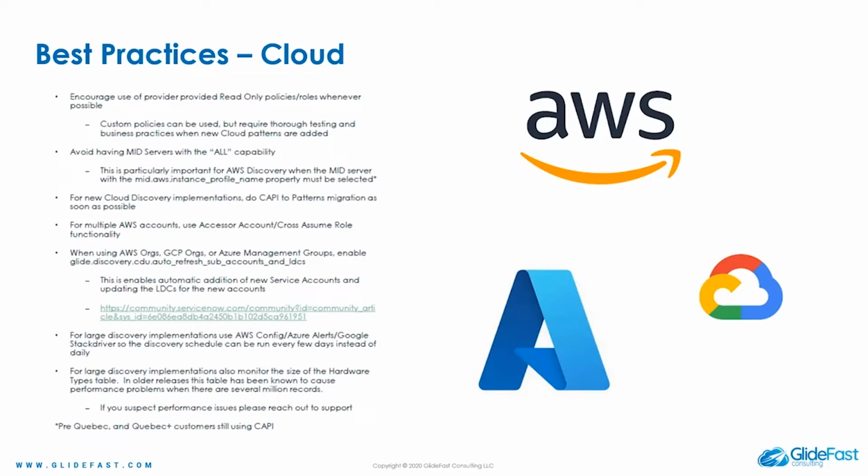For large discovery implementations, it makes sense to use AWS Config, Azure alerts and Google Stackdriver. Essentially, you won't have to run discovery as often because, for example, AWS Config updates the CMDB in real time or close to real time instead of waiting for the discovery schedule. Also, another point that I didn't really know about is that for large discovery implementations, it makes sense to monitor the hardware table, because apparently in older releases there have been known issues where this table explodes and you get millions of records in it.